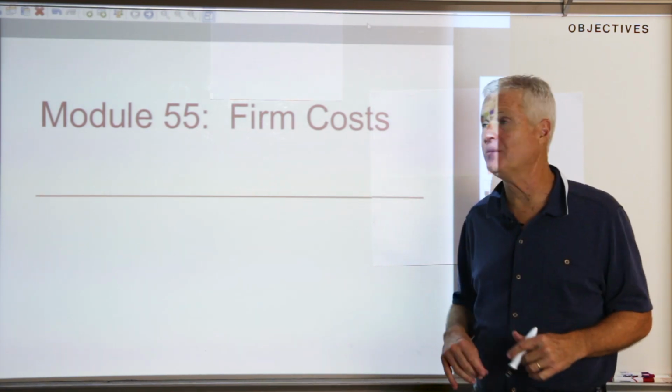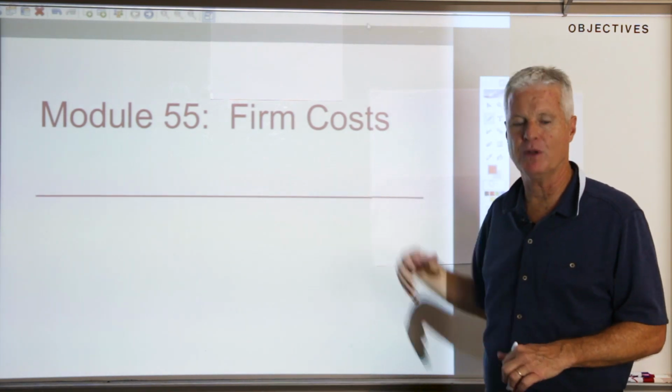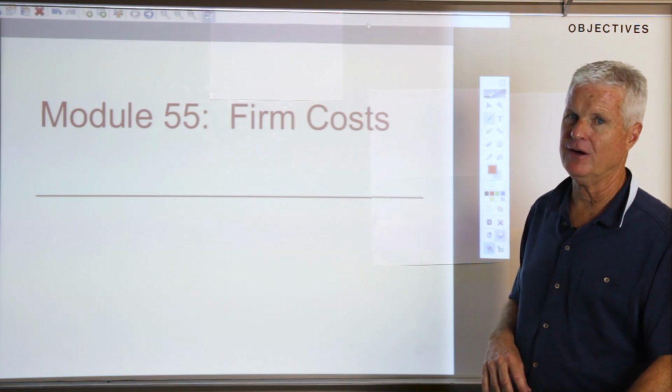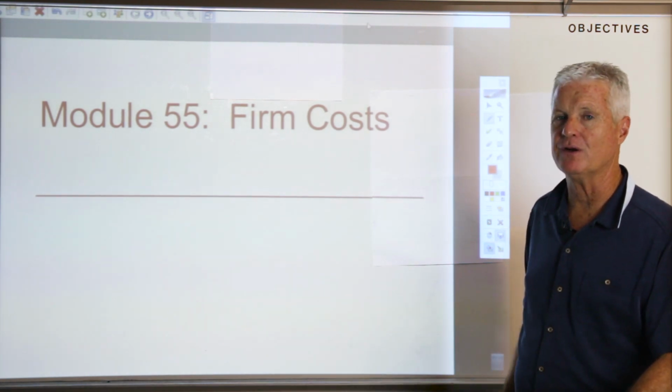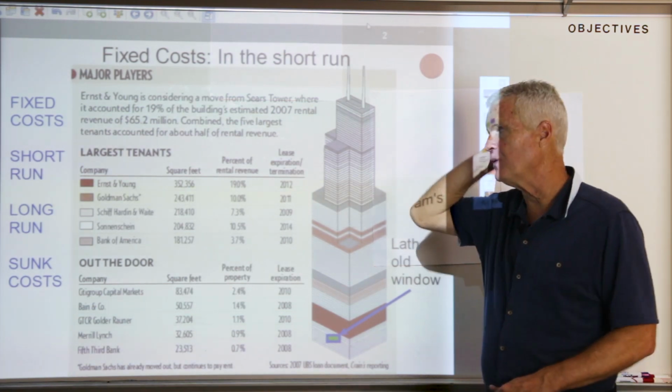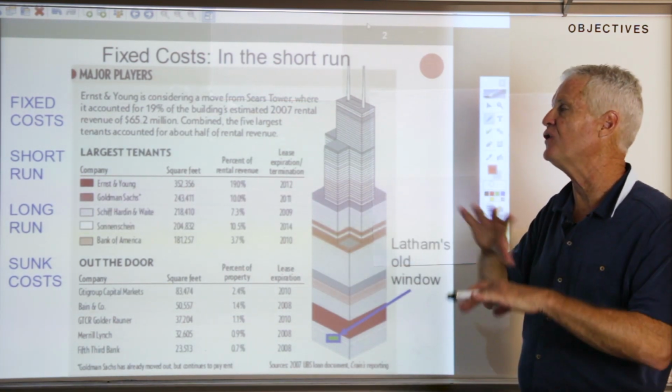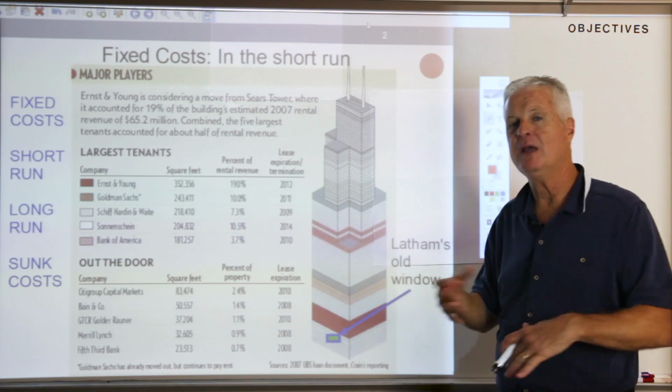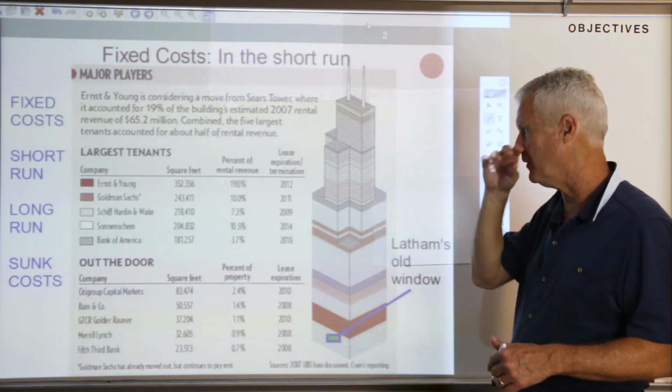Today, we're going to continue in microeconomics. We're going to talk about firm costs. Okay, costs are a little bit tougher, a little bit trickier, but we'll get through them. With cost, we have fixed cost. We talk about the short run versus the long run, and we have sunk costs. We're going to talk about all of these things.